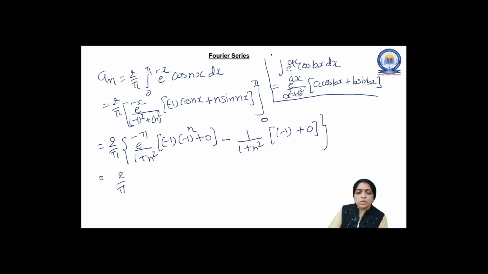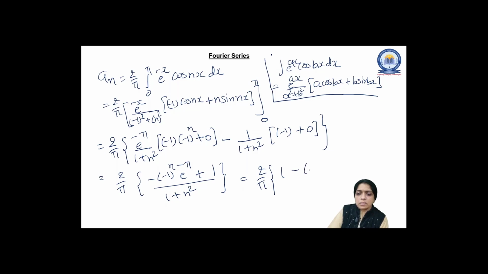So here 2 by pi, minus 1 raised to n e raised to minus pi, here minus plus 1, upon 1 plus n square. So I represent this term as 2 by pi, 1 minus 1 raised to n e raised to minus pi, upon 1 plus n square. So this is the value of an.